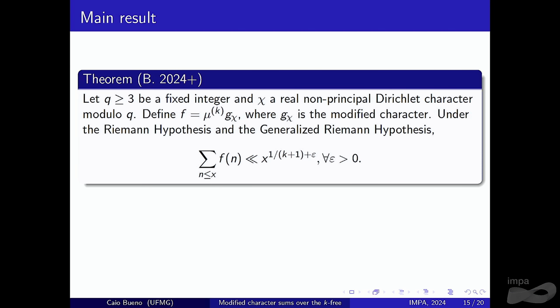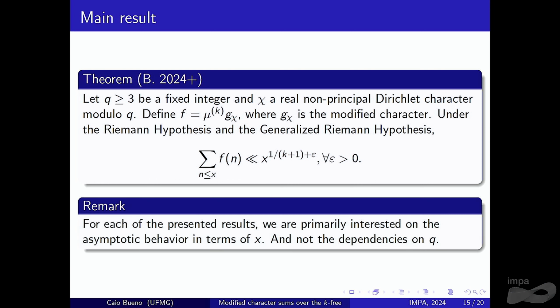And the main result is the following. We consider a quadratic Dirichlet character chi modulo q, define f as the modified character restricted to the k-free integers, and under the Riemann hypothesis, these partial sums oscillate at most as x to the power 1 over k plus 1 plus epsilon. And here, I'm interested in these partial sums in terms of x, not on the modulus of the character. Okay.